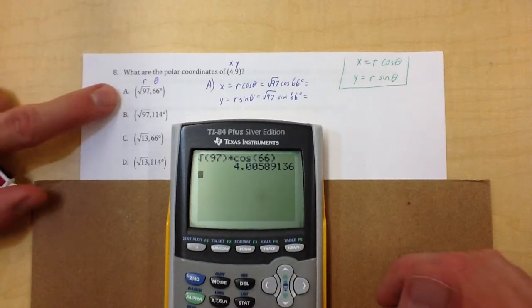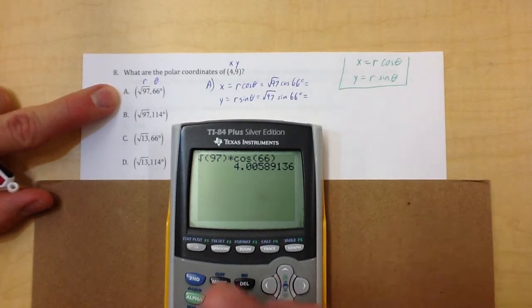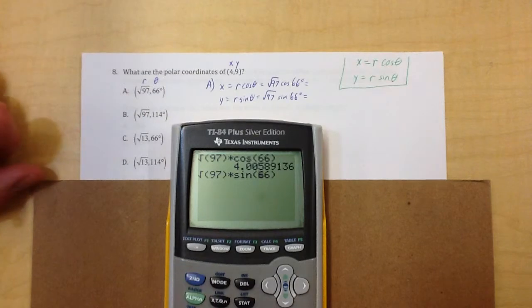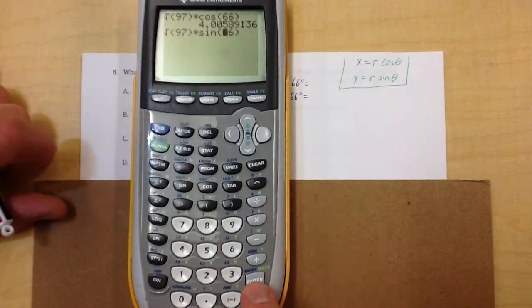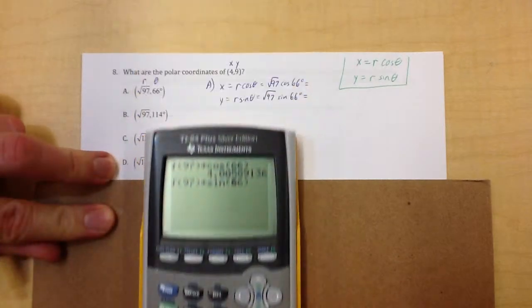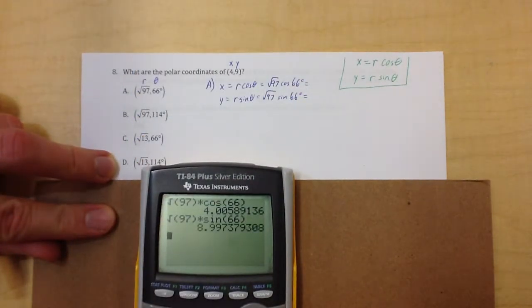Okay, so sure enough, A is still a contender. So let's try it again. Let's change that to a sine. What I did was hit second and the enter key. It pulled up the last thing I typed. Second and enter pulls up the last entry. And then I was able to go back and edit it. Makes it easy. There we go.